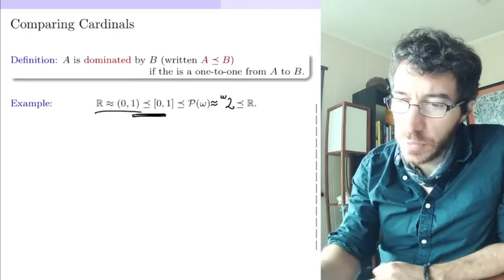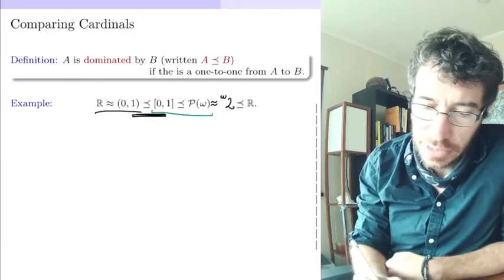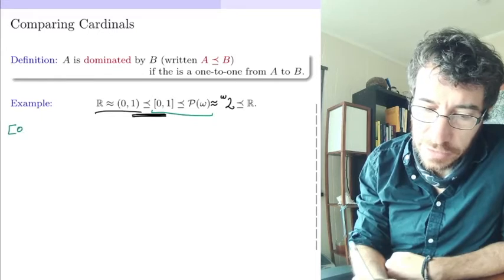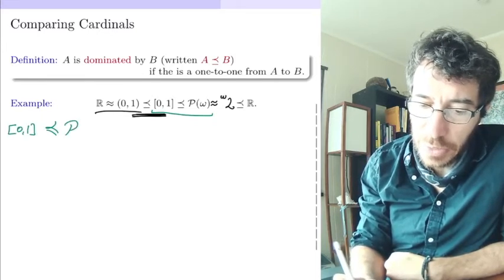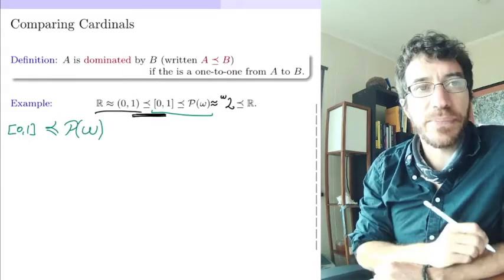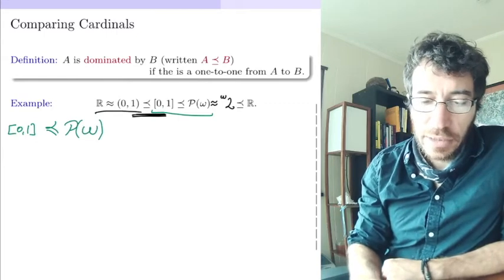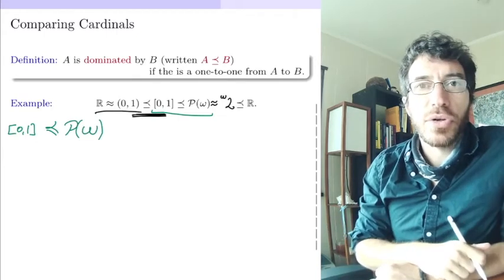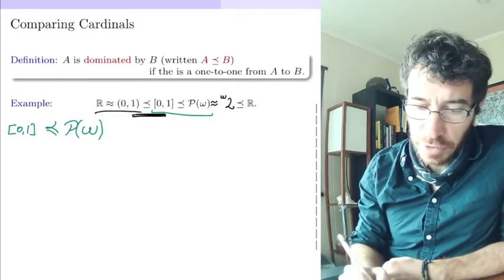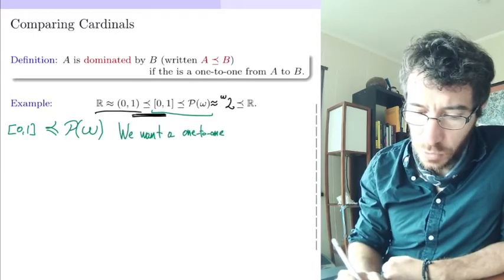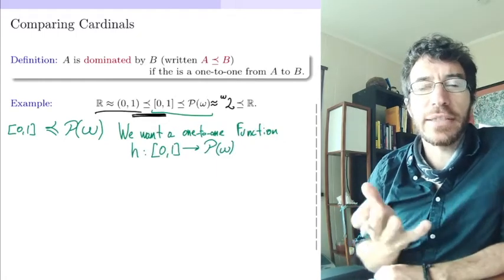What about this one? This one is a pretty interesting one. Why is that? I'm saying here that the interval 0, 1 in the reals is dominated by the power set of the natural numbers. So to show this, we will need to define a one-to-one function from 0, 1 to the power set of the natural numbers, right? So a one-to-one function from 0, 1 to the power set of omega. So how do we define this function?